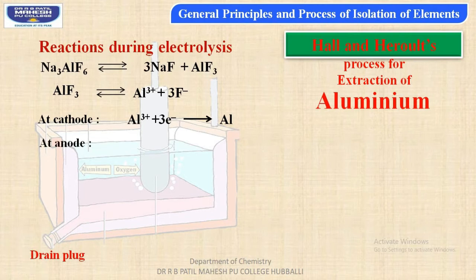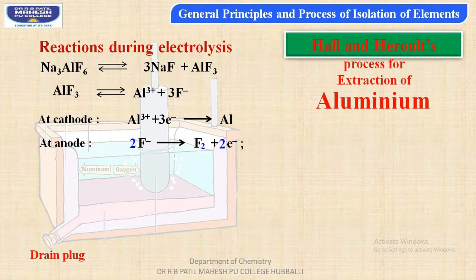And the next one, reaction at the anode: fluoride anion loses 1 electron towards the graphite anode, and this reaction is called oxidation of fluoride anion to fluorine atom. So this one is a primary step. In the secondary step, both the fluorine atoms combine to form a fluorine molecule.